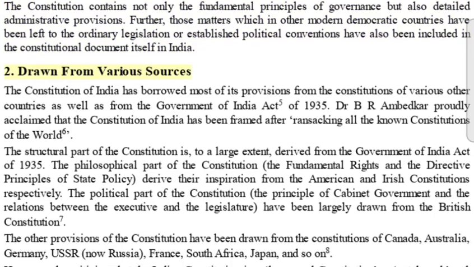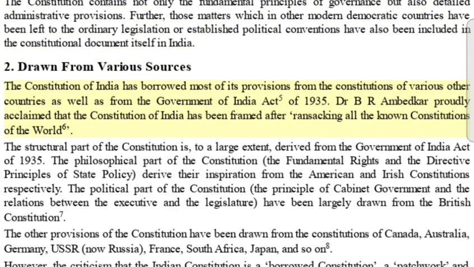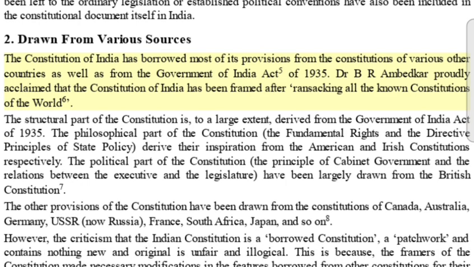2. Drawn from various sources. The Constitution of India has borrowed most of its provisions from the constitutions of various other countries as well as from the Government of India Act of 1935. Dr. B. R. Ambedkar proudly acclaimed that the Constitution of India has been framed after ransacking all the known constitutions of the world.